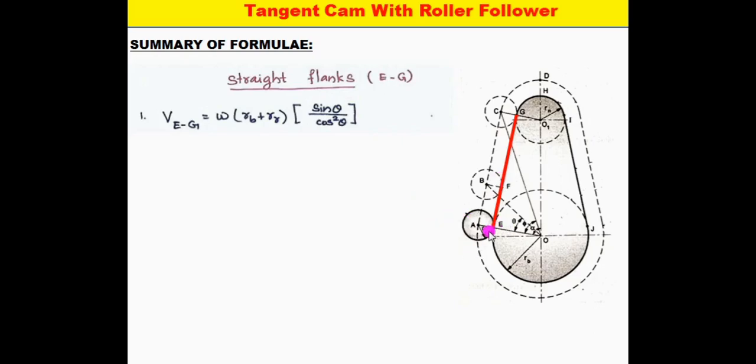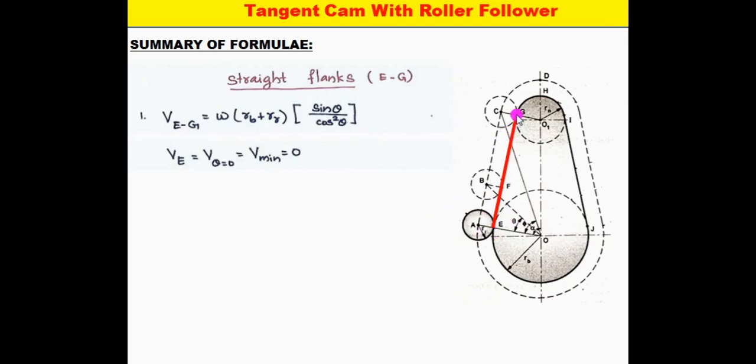To get the velocity at E, we have to put theta equal to 0, because theta is measured from the line OE. By substituting theta equal to 0 in this formula, sin theta becomes 0, which leads to velocity at E equal to 0. So velocity at point E is minimum and that value is 0.